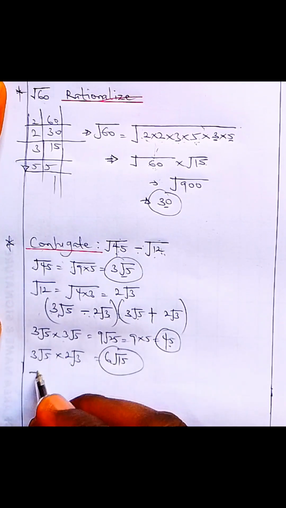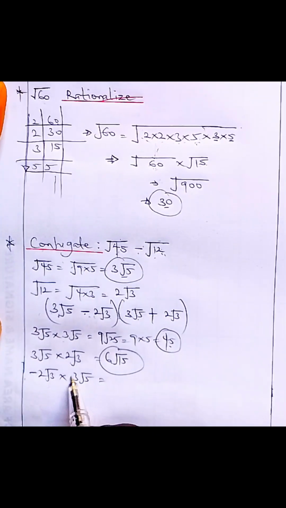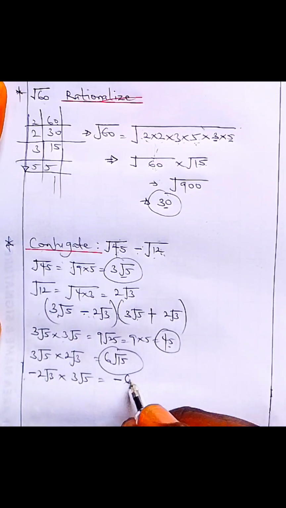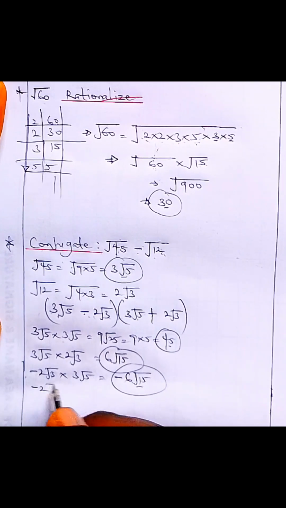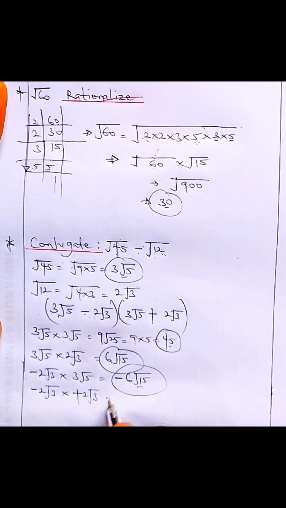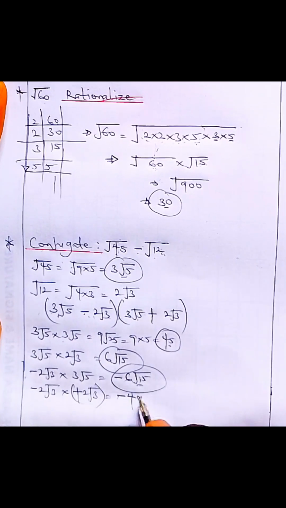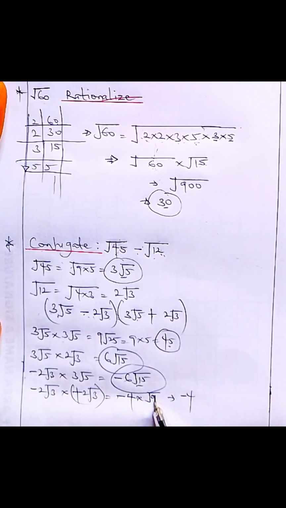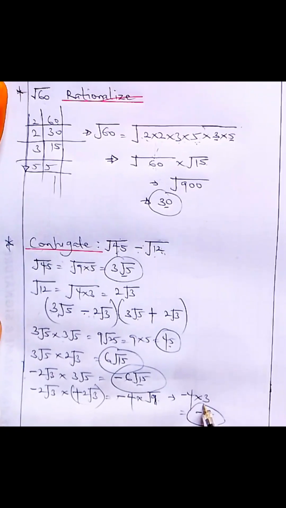So the next is minus 2 root 3. We're going to use this now. Minus 2 root 3 times 3 root 5. So minus and this invisible plus. Minus and plus is minus. 2 times 3 is 6. Root 3 times root 5 is root 15. That's sorted. So minus 2 root 3 times plus 2 root 3 right here. Minus times plus is minus. 2 times 2 is 4. Root 3 times root 3 is root 9. So what do I have here? Minus 4 times square root of 9, which is 3. Minus 4 times 3 is minus 12.